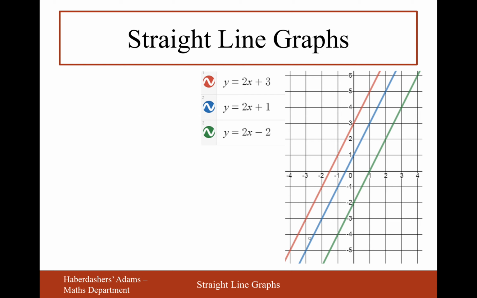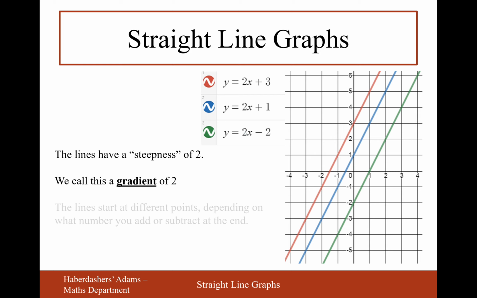Now what you'd probably be able to spot here is they all have the same steepness to the graph. They all have a steepness of 2. So the lines have a steepness of 2, and we call this the gradient of 2. And you can see where this appears in the equation, the x value, so the coefficient of x, and what coefficient means, it's the number that's in front of x is always 2 for these equations.